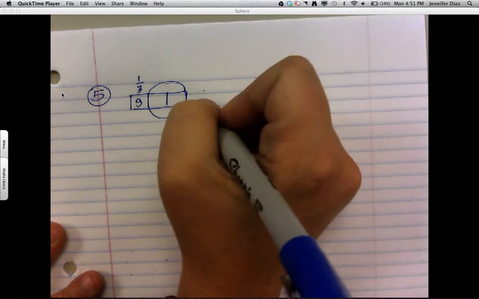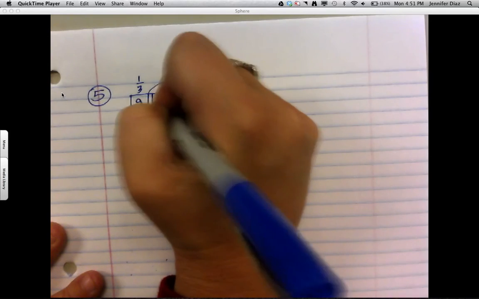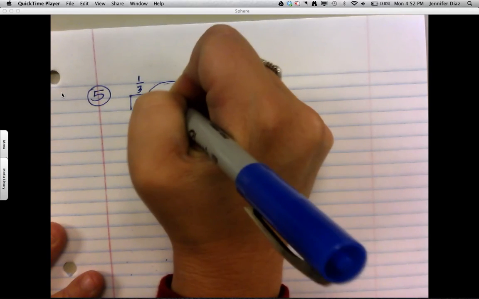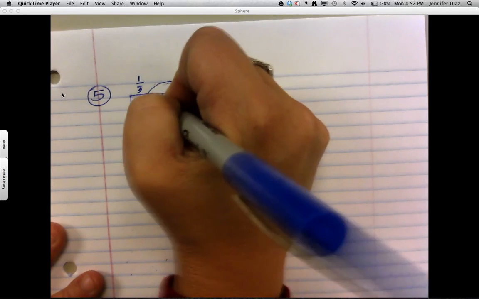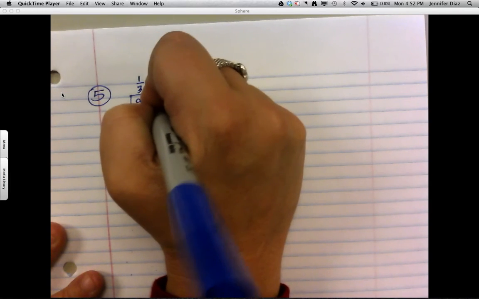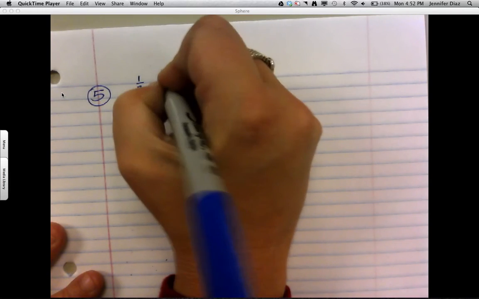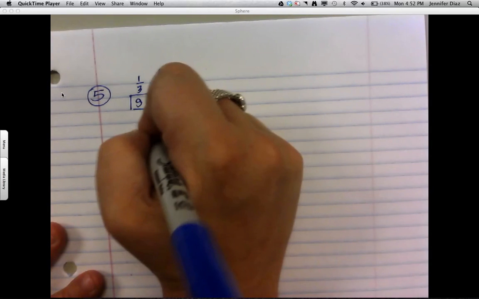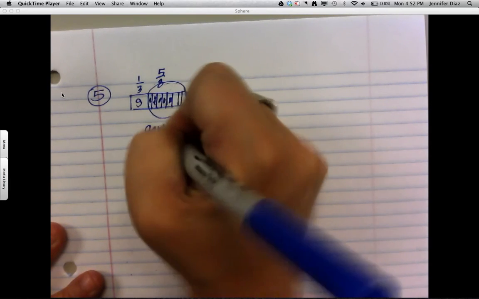And this has got to be divided into eighths. So I'm going to go ahead and cut it. 1, 2, 3, 4, 5, 6, 7, 8. I've got my 8. 5/8 of that, 1, 2, 3, 4, 5 eighths is going to be used to make garlic bread.